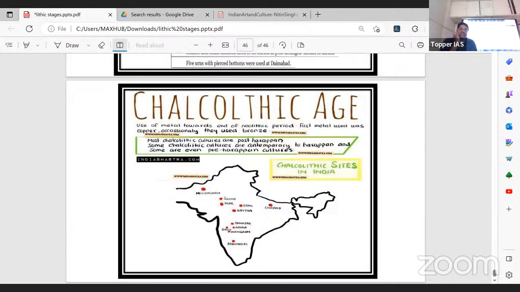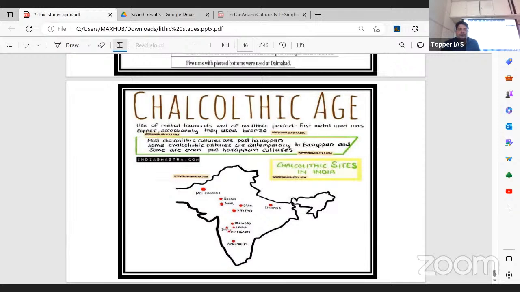So these are the lithic stages: Paleo, Meso, Neo. Paleo is basically hunting and gathering. Meso is domestication of animals along with hunting and gathering. Neo is the food production stage. Paleo had rough stone tools, Meso microliths, Neo polished stone tools. In Paleo, people lived in caves, in Meso in huts, and in Neo in permanent settlements.